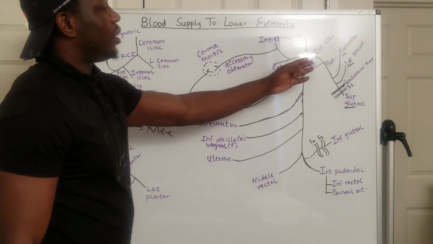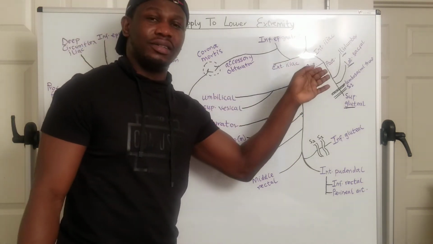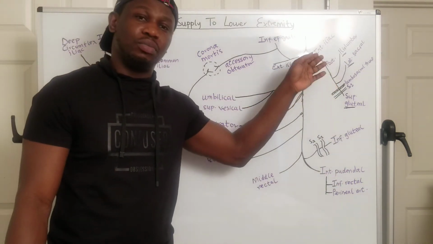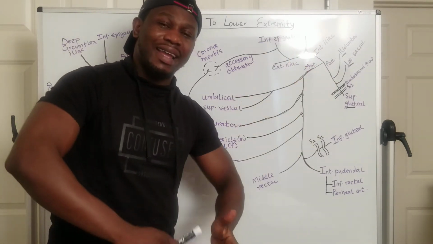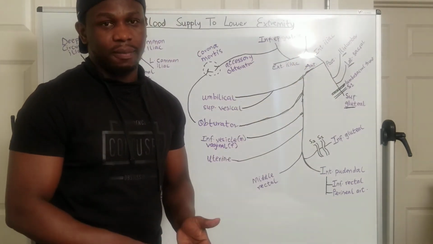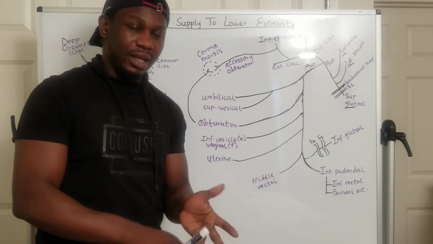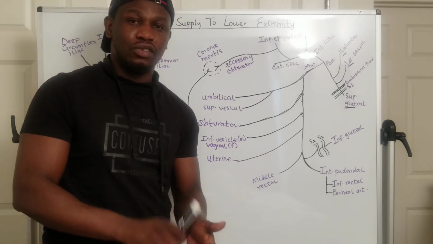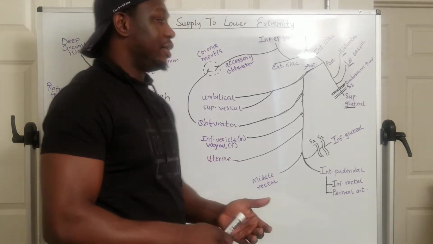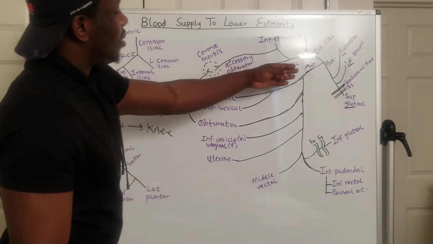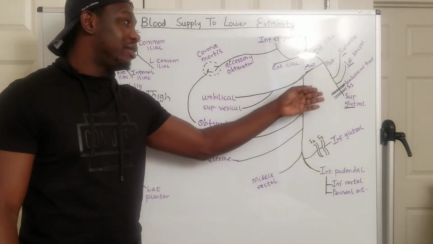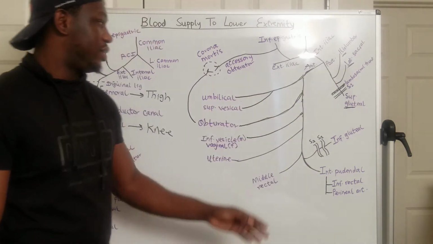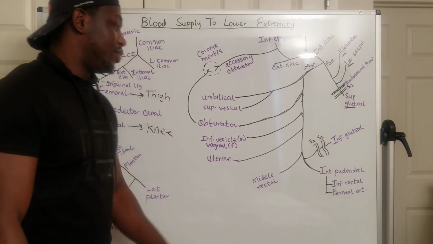So what are the arteries which come off from the posterior branch of the internal iliac? I, L, S: I, iliolumbar; L, lateral sacral; S, superior gluteal. Now for the anterior branch of the internal iliac, we have so many arteries. We have so many branches.